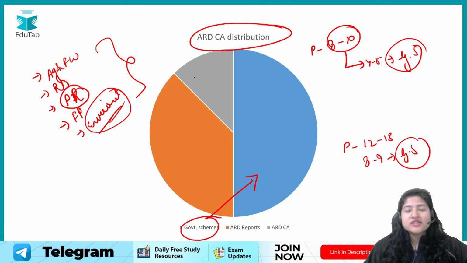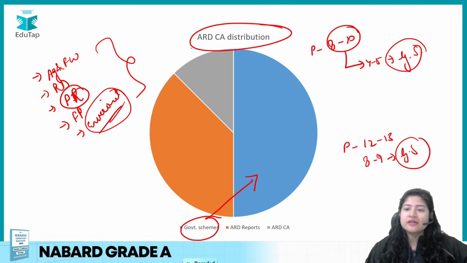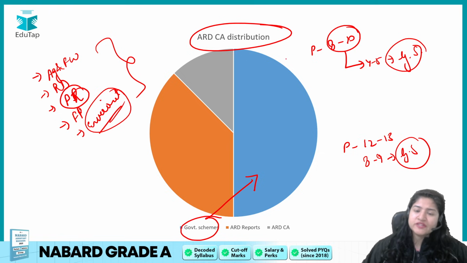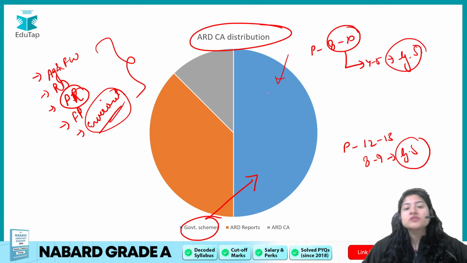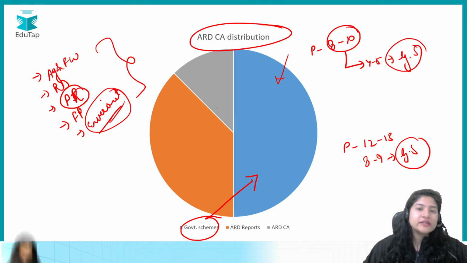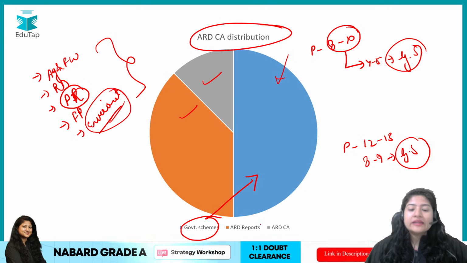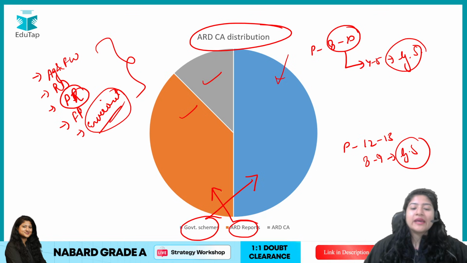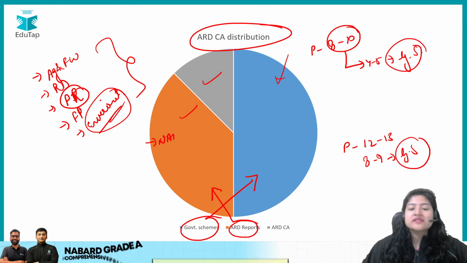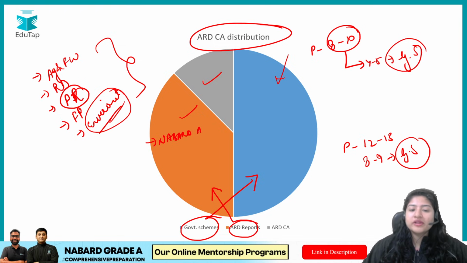So any ministry that caters to the syllabus becomes important from the examination perspective. Okay, if almost half is your government schemes, then what are the rest two portions that you're looking at? Okay, the next major portion is taken by ARD reports. When I say report, the first and most important is your NABARD annual report, definitely.